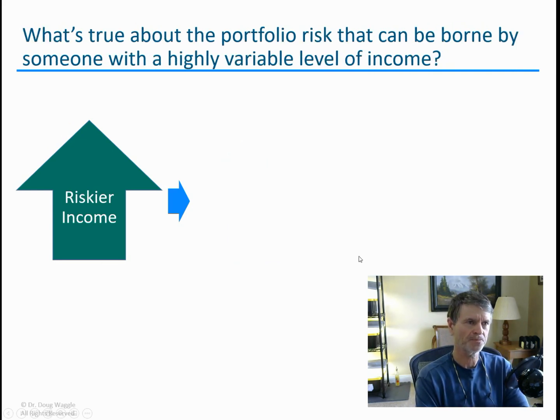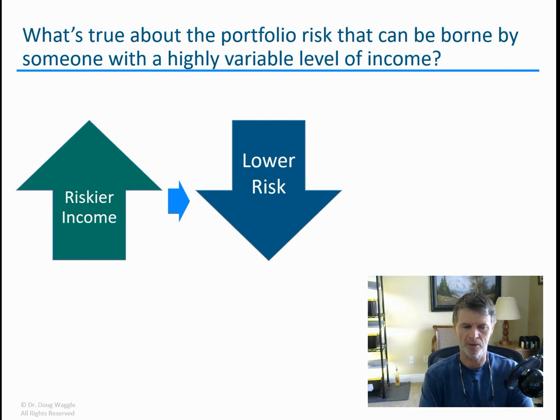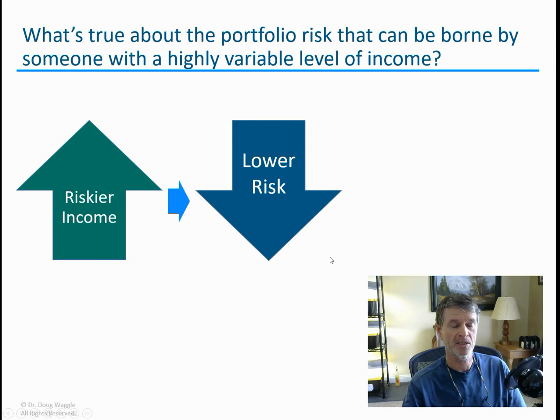Another one of these: if someone has a highly variable level of income, in general, should they take on more or less risk? Well, if your income is unpredictable from year to year or month to month or quarter to quarter, you might be a little bit more conservative in your portfolio because you might be having to rely on some of those funds to help you get by.